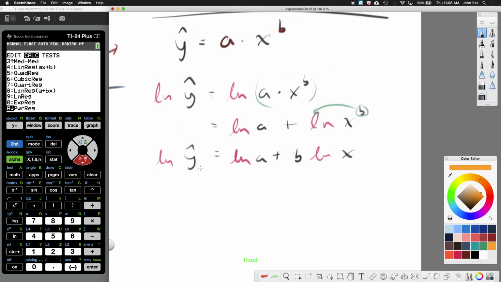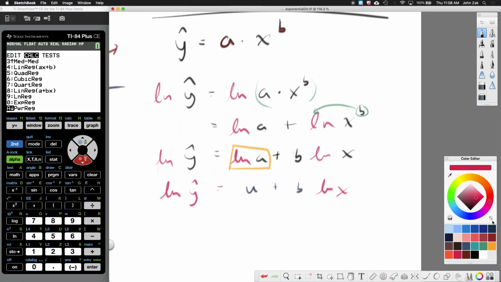This, my friends, is a linear equation. Recall that the natural log of a number is just a number. And so I could arbitrarily call the natural log of a some letter, let's call it u. And then b, well, that's just a number. I've already got it there as b. And so notice that I have the natural log of x right here, and I'll write it in red, natural log of x. And over here I have the natural log of y hat.